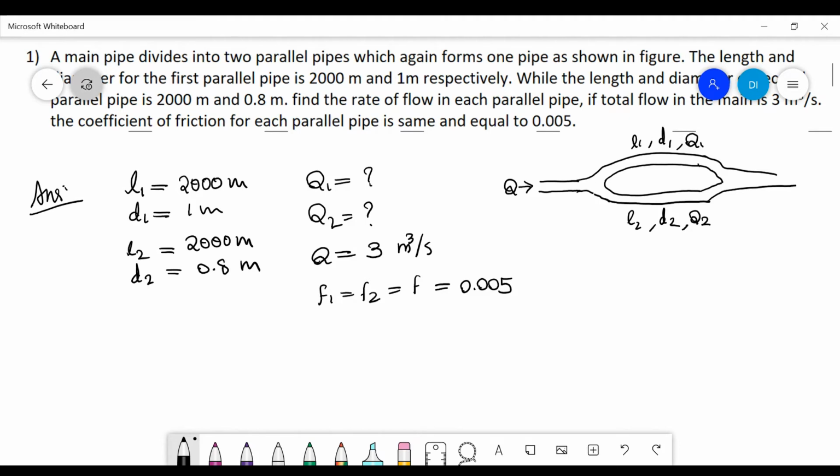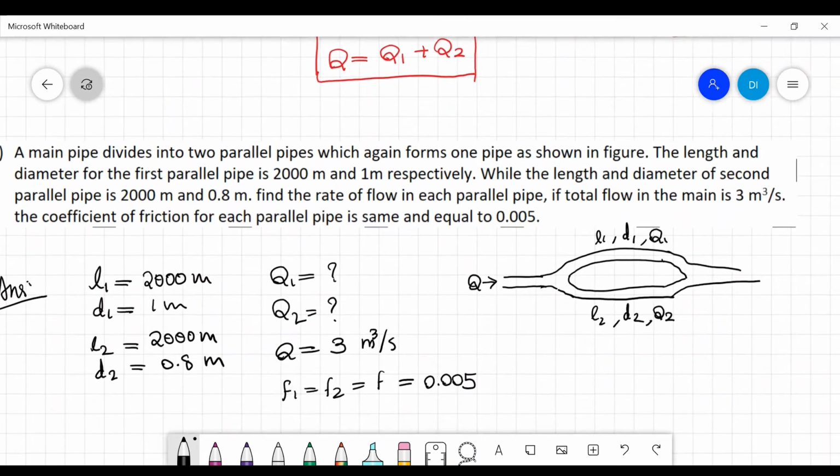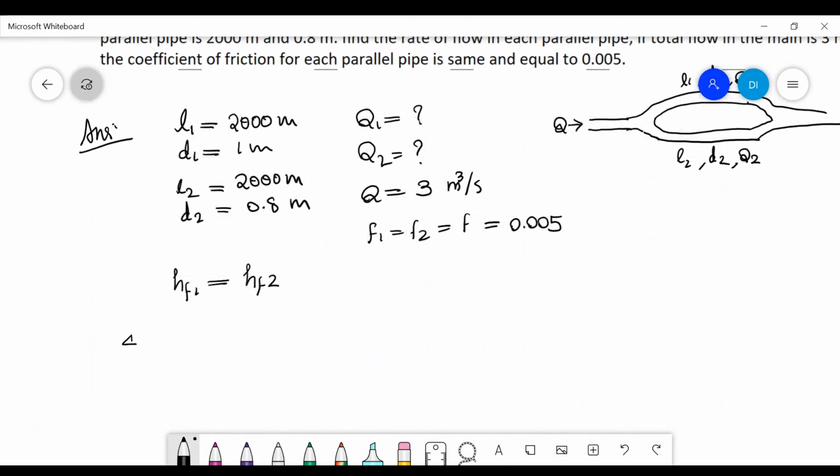So here we have to find out Q1 and Q2. While we talk about two parallel pipes, as I discussed just above, we know head loss due to friction will be the same in all pipes. So we can write HF1 will be equal to HF2. And head loss due to friction we can calculate by using the equation HF is equal to 4FLV square by 2GD. Here for the first pipe, we write 4F into L1 V1 square divided by 2G D1 is equal to 4F L2 V2 square divided by 2G D2.